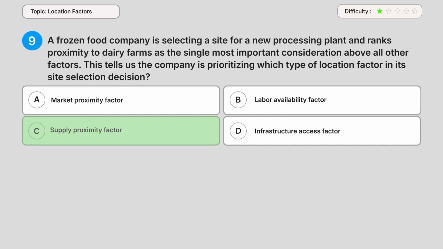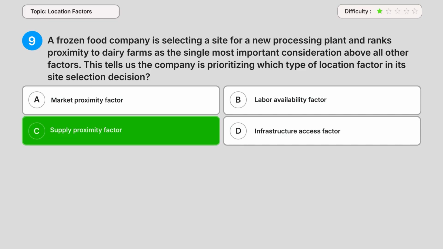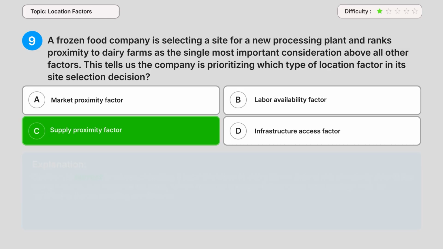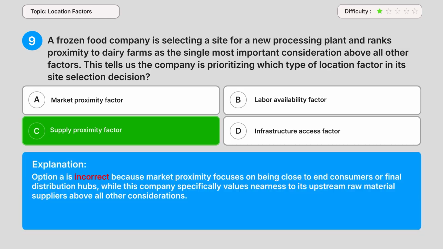Correct answer, C. Supply proximity factor. Explanation. Option C is correct because choosing a location close to dairy farms means the company prioritizes being near its raw material sources, which reduces transportation costs and spoilage risk for perishable inputs feeding production. Option A is incorrect because market proximity focuses on being close to end consumers or final distribution hubs, while this company specifically values nearness to its upstream raw material suppliers above all other considerations.